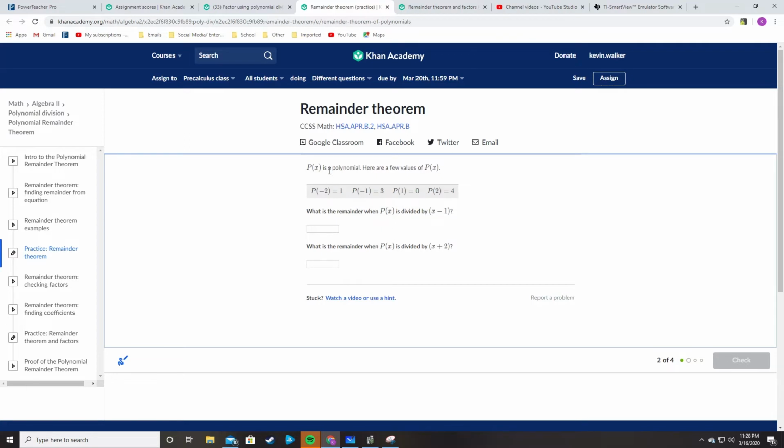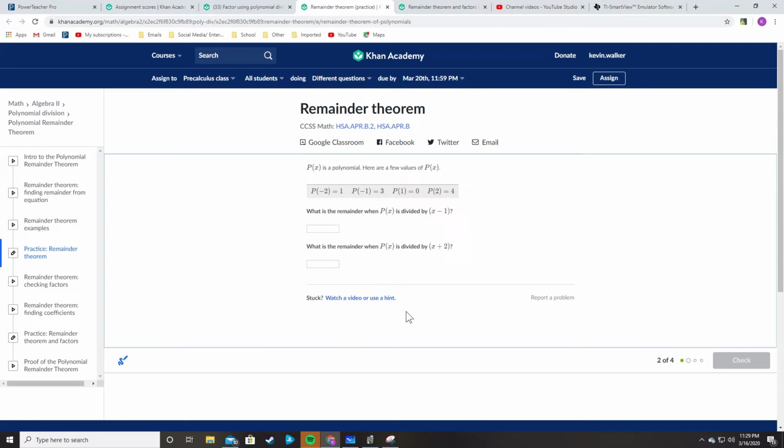All right. This is the next one that we got. So this time they give me some polynomial, and they give me a couple polynomial answers for this. So what this says is we take this polynomial and we plug negative 2 in, we get 1. When we take the polynomial and plug negative 1 in, we get 3. If we take the polynomial, plug 1 in, we get 0. And if we plug 2 in, we get 4. Now, it asks you, what's the remainder of p of x when it's divided by x minus 1? And then it's asking you for what's the remainder when p of x is divided by x plus 2.